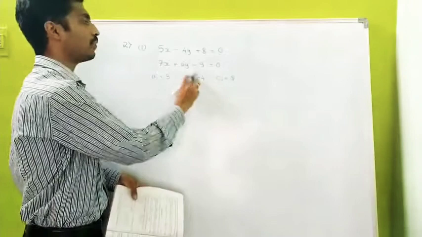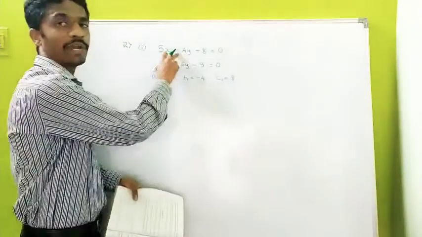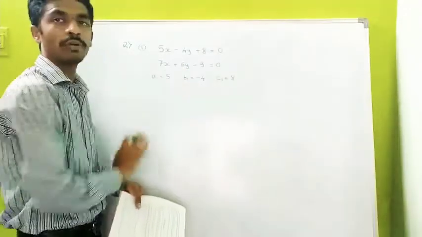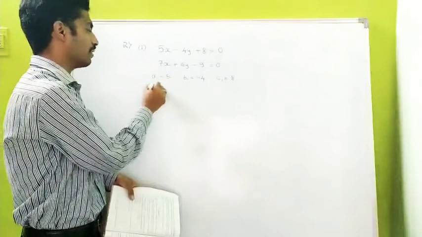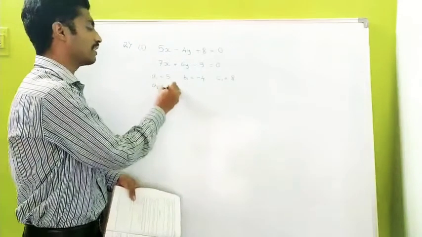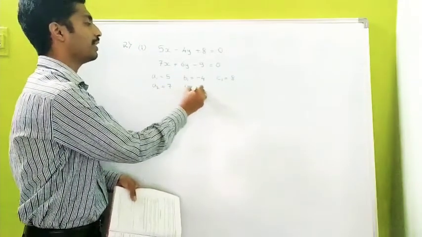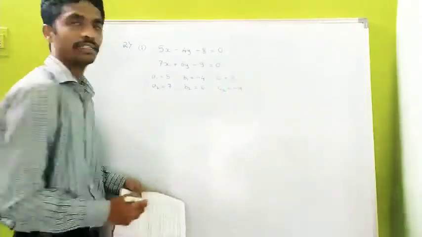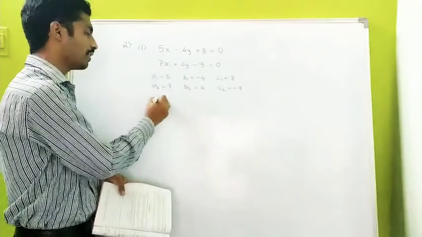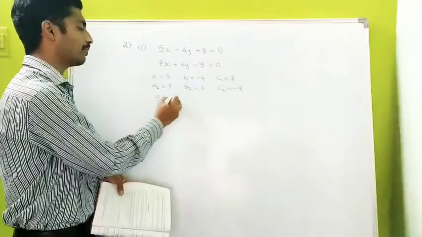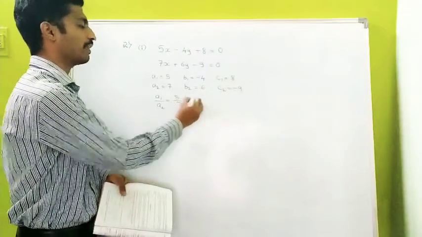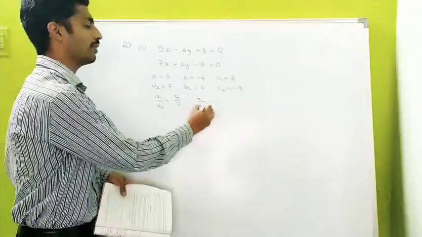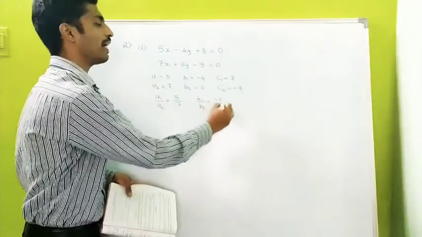Why did I take -4 here? Here 4 is along with the minus. That's why I am taking B1 equal to -4. Next, A2 is 7, B2 is 6, C2 equal to -9. Okay, so now check it. A1 by A2, what is that? 5 by 7. B1 by B2 is -4 by 6.